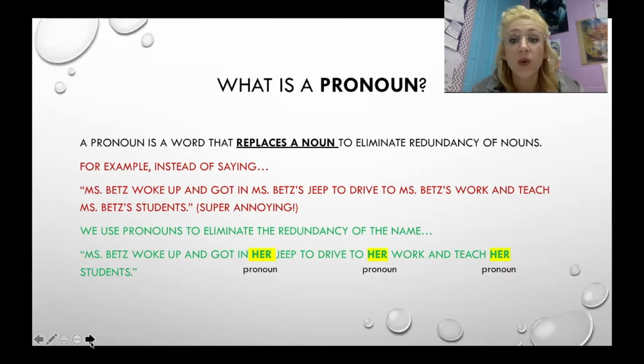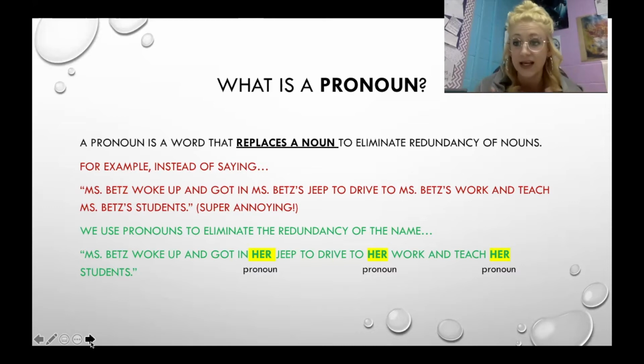First, let's talk about, what is a pronoun? So a pronoun is a word that replaces a noun, and we do this to eliminate redundancy of nouns, using the same noun over and over in a sentence. So I'll give you an example. Instead of saying, Miss Betts woke up and got up into Miss Betts' Jeep to drive to Miss Betts' work and teach Miss Betts' students, that becomes super annoying and redundant. You're like, please stop saying Miss Betts. I get it. That's who the subject is.